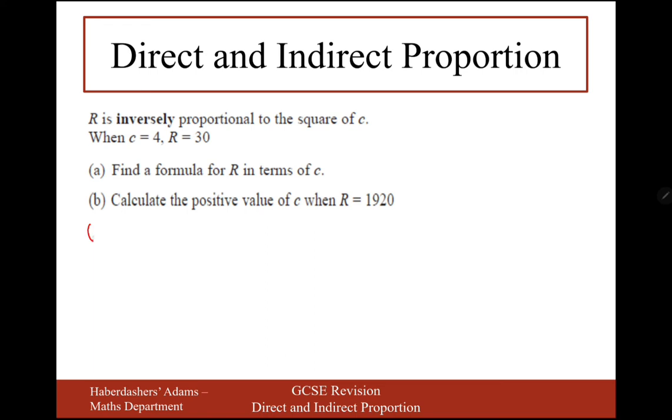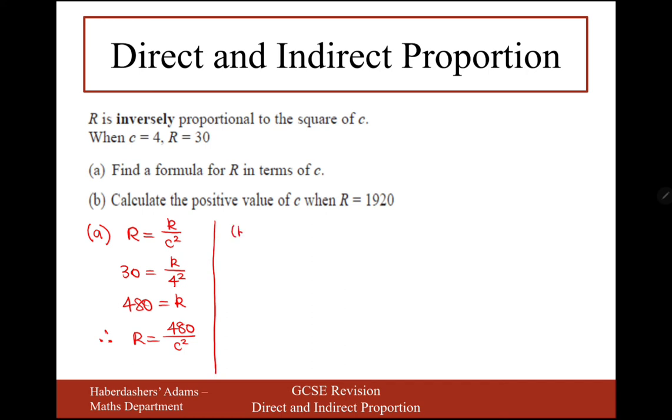Okay, so let's make the formula. So let's read the question. R is inversely proportional to the square of C. So R equals K over C squared. Let's substitute in the values now. 30 equals K over 4 squared. That's 16. Multiply that to the other side. 30 times 16 gives us 480. So 480 is the K value. So therefore the formula is R equals 480 divided by C squared.